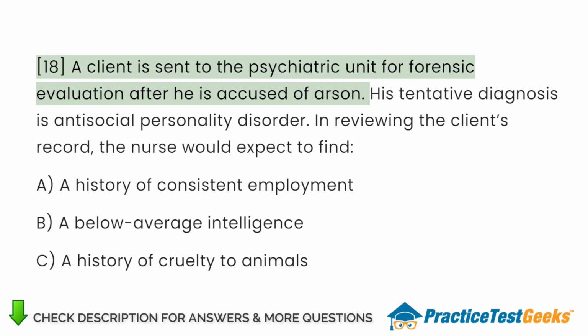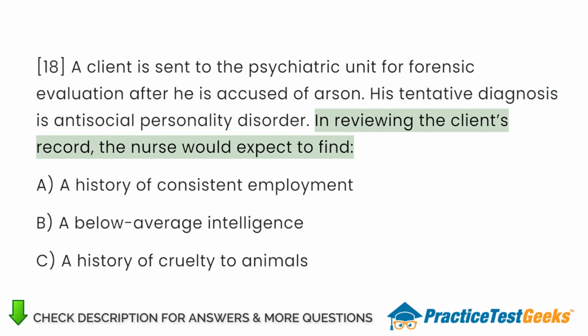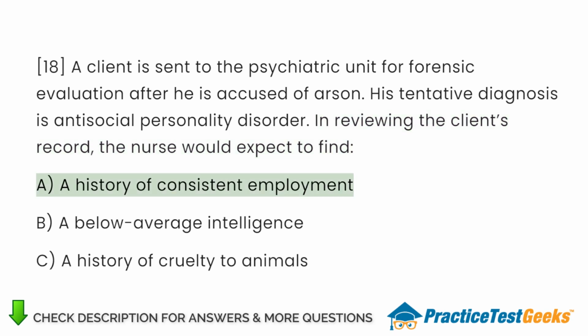A client is sent to the psychiatric unit for forensic evaluation after he is accused of arson. His tentative diagnosis is antisocial personality disorder. In reviewing the client's record, the nurse would expect to find A. A history of consistent employment. B. A below-average intelligence. C. A history of cruelty to animals.